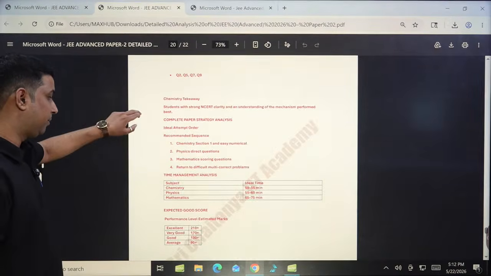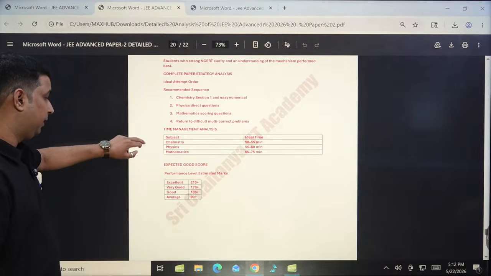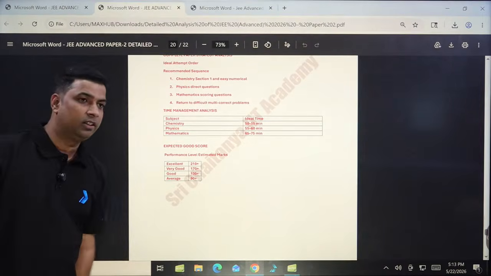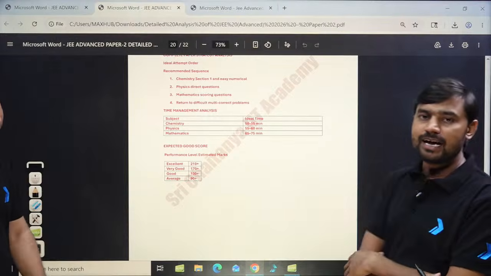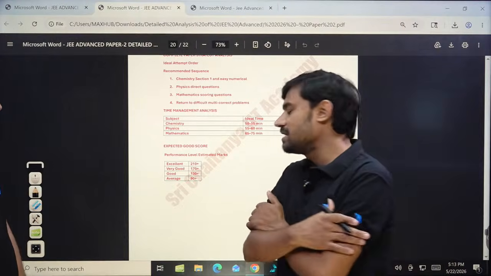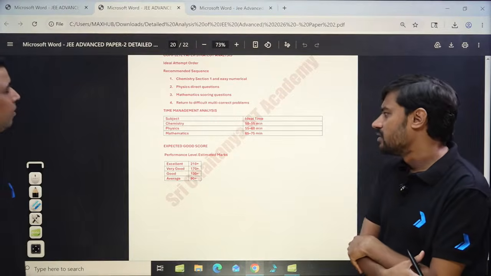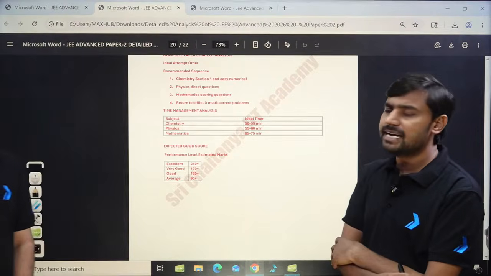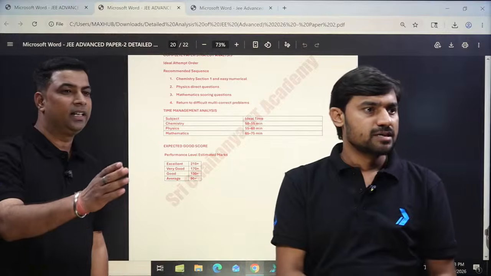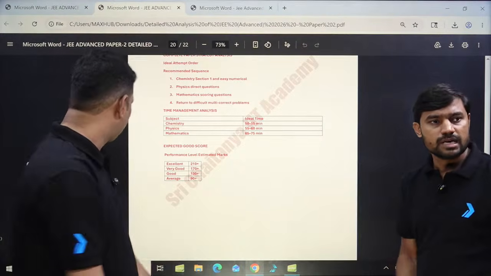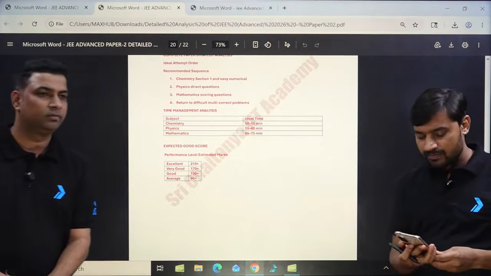So that was the chemistry, and if you are getting a 200 plus score, it is excellent, right? And if you are getting 170 marks, then of course very good. 130 plus is good marks. 90 plus is average marks. Somebody was asking that he is securing 97 marks. Yes, it's average. And I have some data.